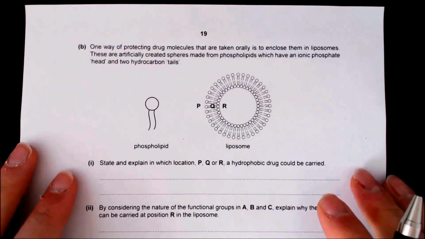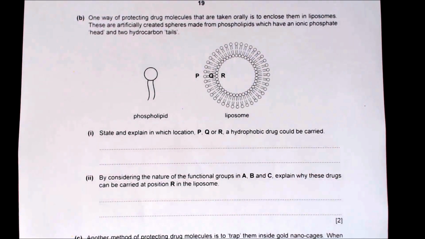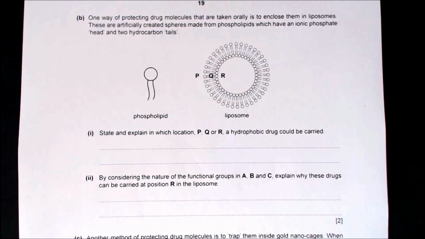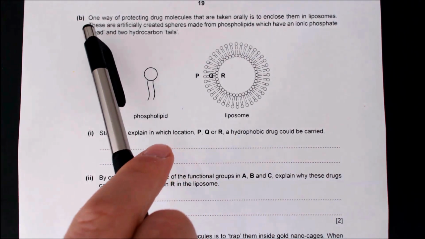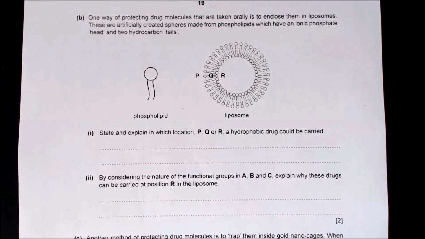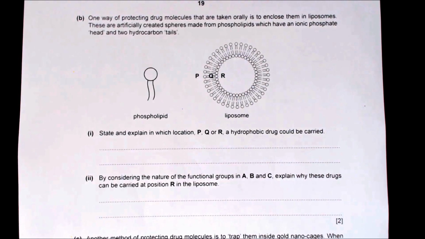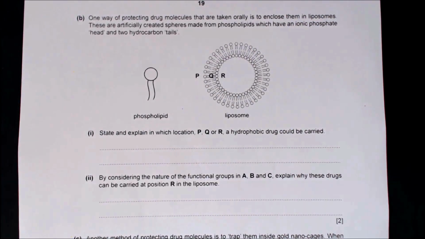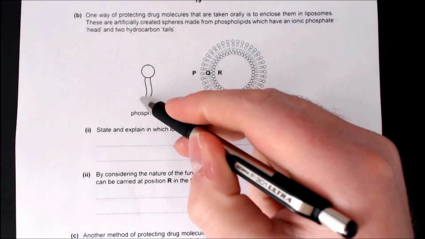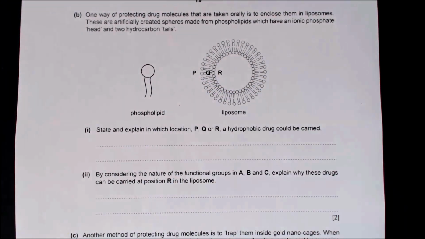Okay, so this is talking about these hydrophobic and hydrophilic groups. So these are phospholipids in this case. It says, one way of protecting drug molecules that are taken orally is to enclose them in liposomes. These are artificially created spheres made from phospholipids, which have an ionic phosphate head, which is this bit here, and 2 hydrocarbon tails. So we've got one there and one there. Okay, which is pretty useful.